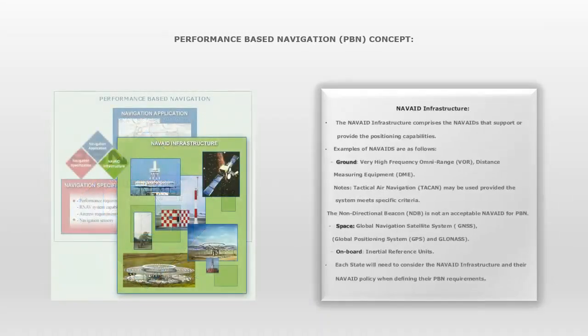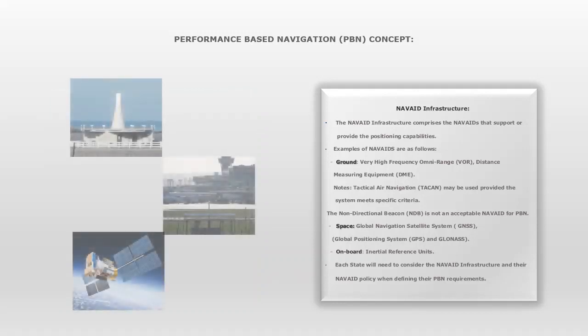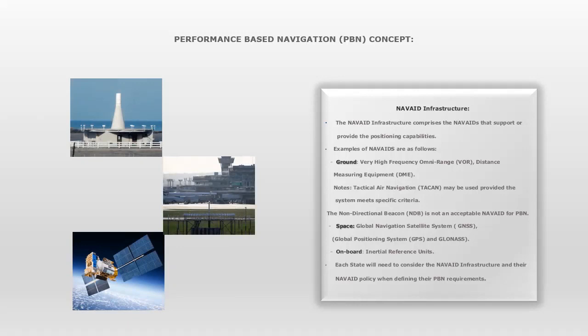Nav aid infrastructure. The nav aid infrastructure comprises the nav aids that support or provide the positioning capabilities. Examples of nav aids are as follows. Ground: very high frequency omni-range, VOR, and distance measuring equipment, DME. Note: tactical air navigation, TACAN, may be used provided the system meets specific criteria. The non-directional beacon, NDB, is not an acceptable nav aid for PBN.